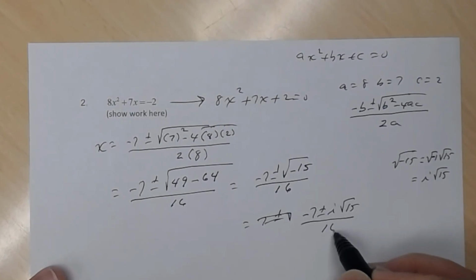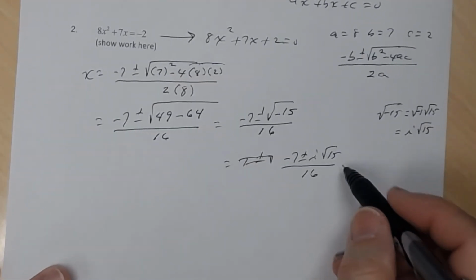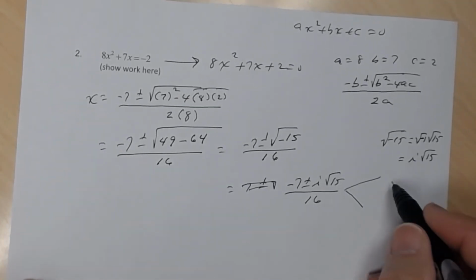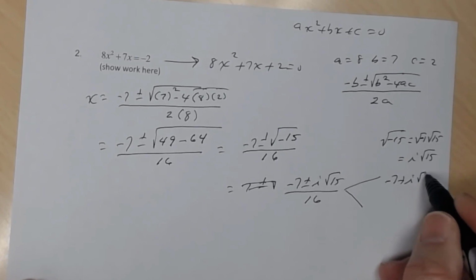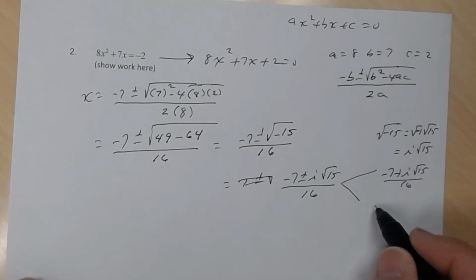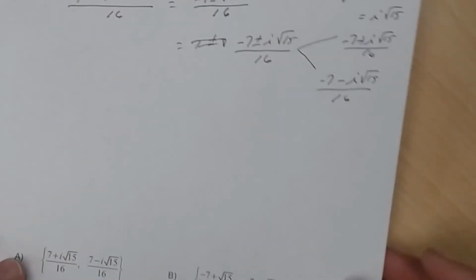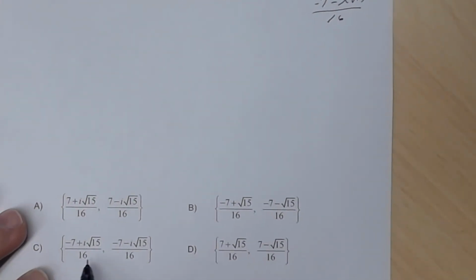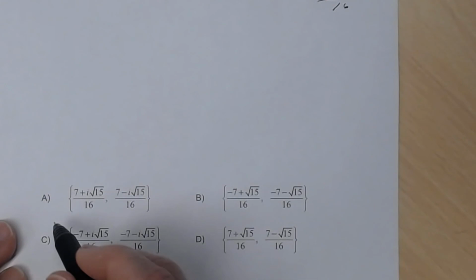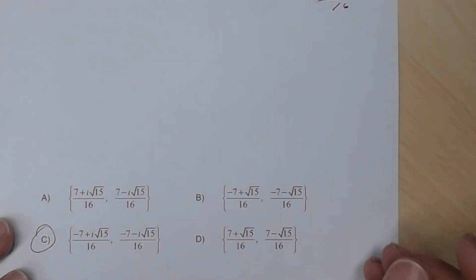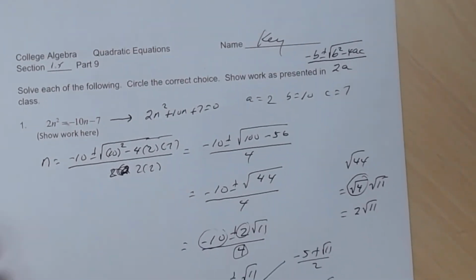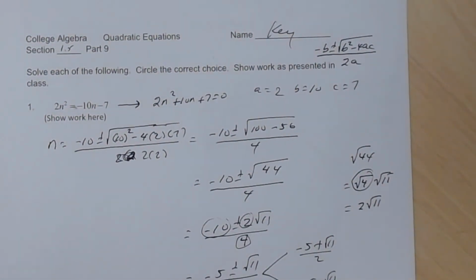15 divided by 16. And since these are listed as separate solutions, if I were to rewrite this, I would get negative 7 plus i square root of 15 divided by 16, and then negative 7 minus i square root of 15 divided by 16. And so these solutions are the ones that should be listed here. So the correct choice is C. All right, so that was the key to solving these equations by using the quadratic formula.